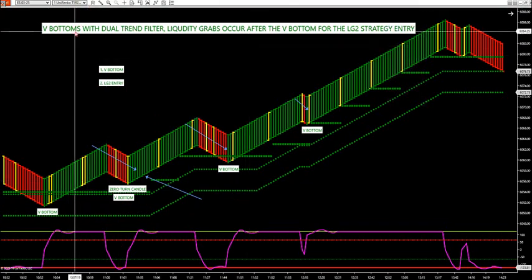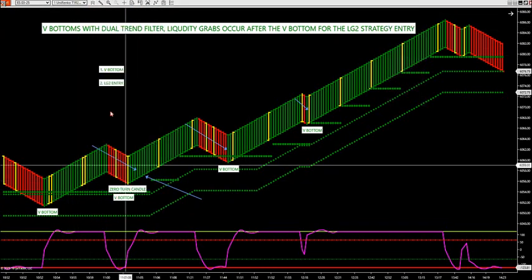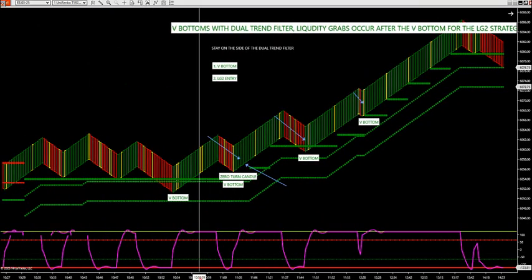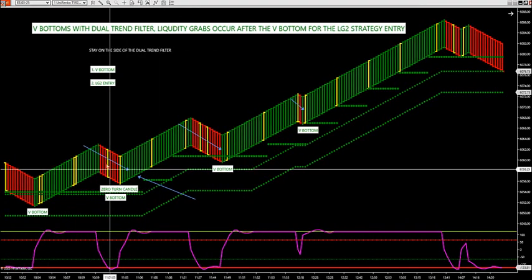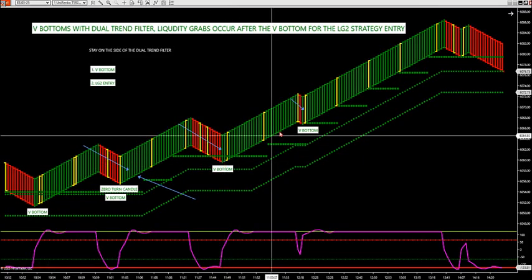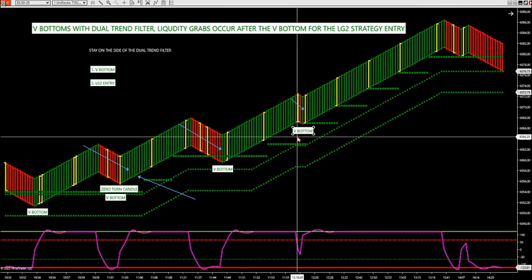But that's the method. You want to stick with the dual trend filter. The dual trend filter is going to create the trend for you. So you want to stay on the side of the dual trend filter and then keep it simple. So even yesterday when the market was chopping around, we were green, right? It was ready to break out. And then finally it broke through this high, which was HVA, and retested HVA. This is where it retested my price profile.